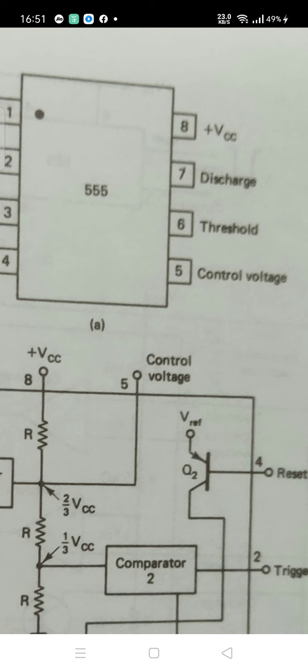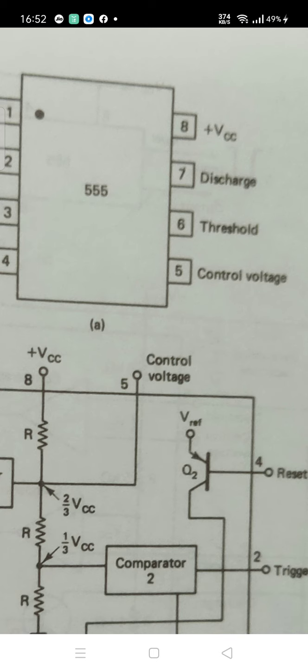This pin is connected internally to the collector of the transistor Q1. When the output is high, Q1 is off and acts as an open circuit to the external capacitor C connected across it. On the other hand, when the output is low, Q1 is saturated and acts as a short circuit, shorting out the external capacitor C to ground.